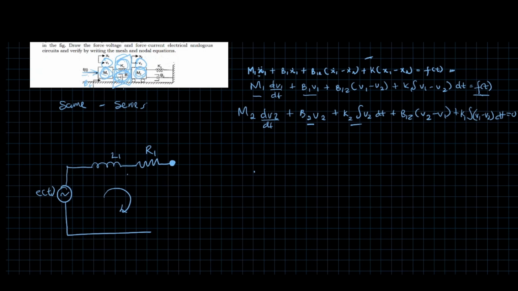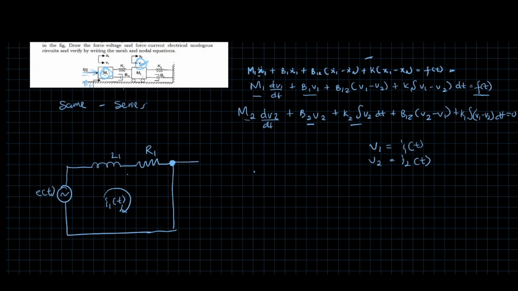The velocity translates to current. So this is V1 and this is V2, because velocity 1 and velocity 2 are right here. This is going to be I2. This is going to be I1(t). Now the second mesh, I'll leave empty for now, but I'll draw it after.